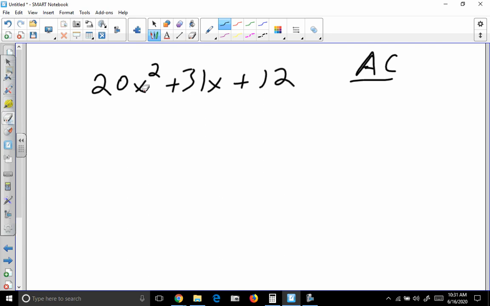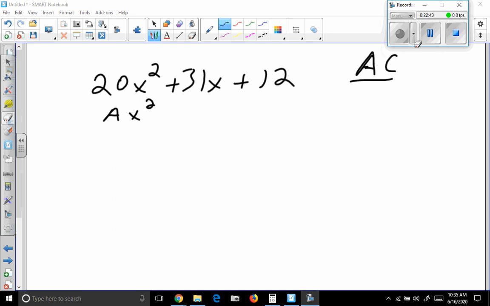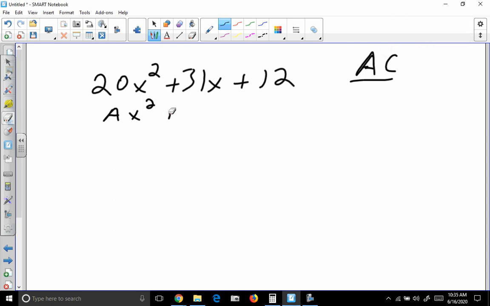So this is what's known as a quadratic polynomial or a quadratic trinomial. Notice we have x to the second, x to the first, and then a number. So in standard quadratic form, the coefficient of x squared is a. The coefficient of the x term is known as b. And then the term that doesn't have a letter, that's known as c.